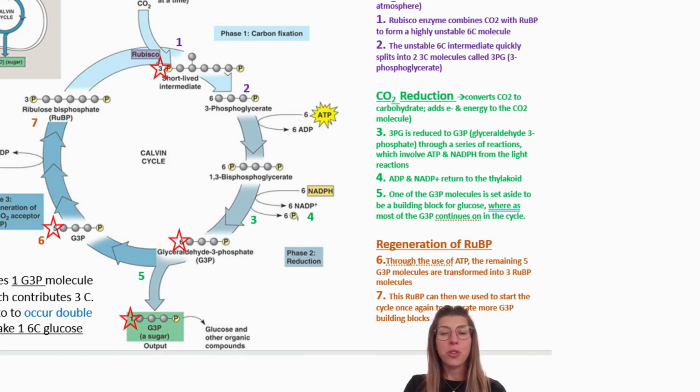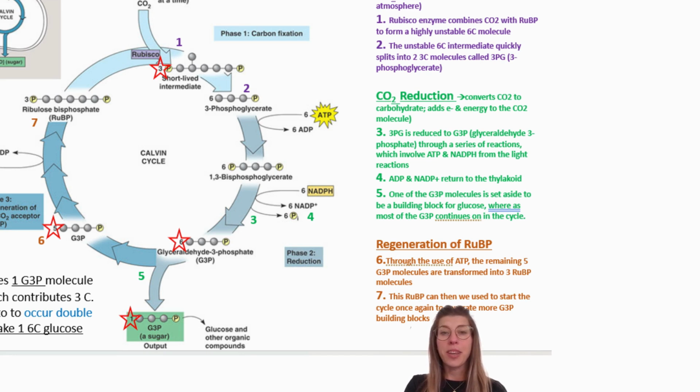Now, phase 2 is the CO2 reduction. What happens next? So in this phase, CO2 is converted to a carbohydrate. It adds electrons and energy to that CO2 molecule. Okay, so let's take a look at how this happens. So we can see number 3 there in the green.